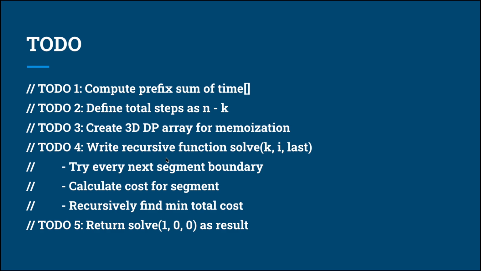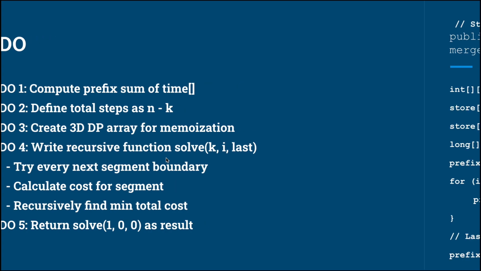So to write the DP, just pause this video and go through it. First of all, you have to compute the prefix sum of the time, then define the total steps as n minus k, and create a 3D DP array for memoization. Write the recursive function to solve k, I, and last. You can try every next segment boundary, calculate the cost for the segment, and recursively find the minimum total cost, and then finally return solve at 1, 0, 0 as the result. Pause this video, try by yourself, and then move ahead to the implementation to understand.